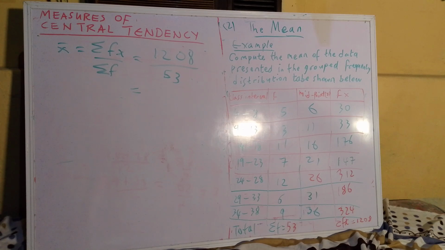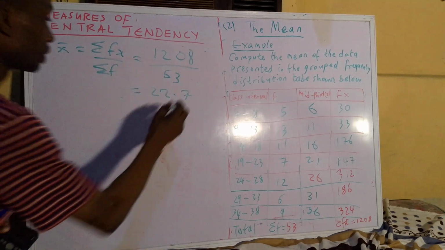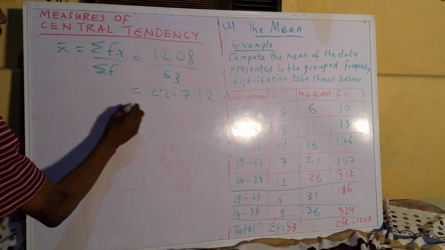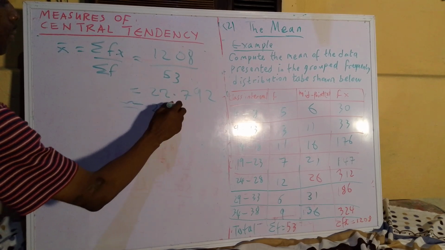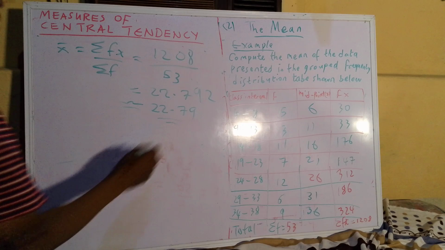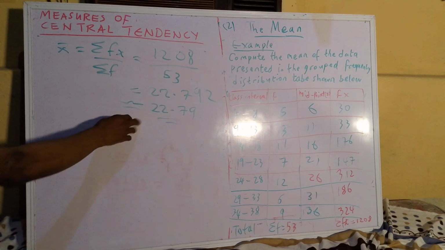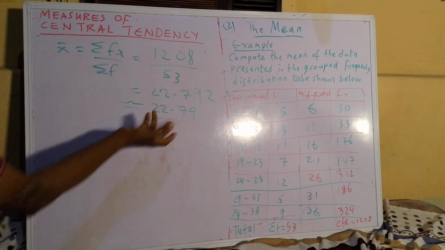So we have 1208 divided by 53. On my calculator it is 22.792. But our lecturer says you approximate to 2 decimal places. So that's the answer. That's how you put it. You first write it like this, then you find out. So you're not going to lose half a mark because you know she's very technical. So set it to 2 decimal places, so you leave it like this.